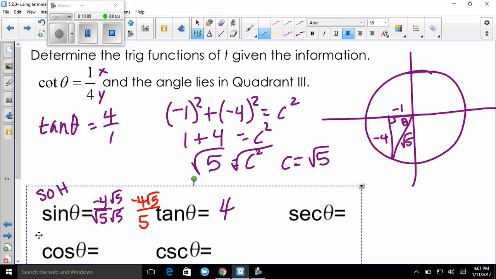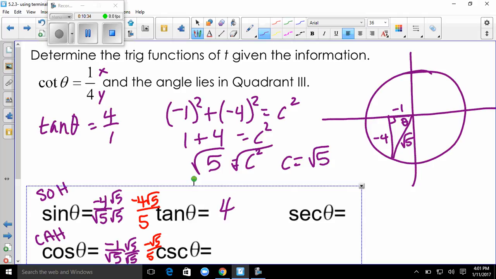Cosine. Remember, that is adjacent over hypotenuse. So here's theta. Adjacent is negative 1. Hypotenuse is square root of 5. Again, rationalize. So my final answer is negative square root of 5 over 5. Tangent I already figured out by flipping over.